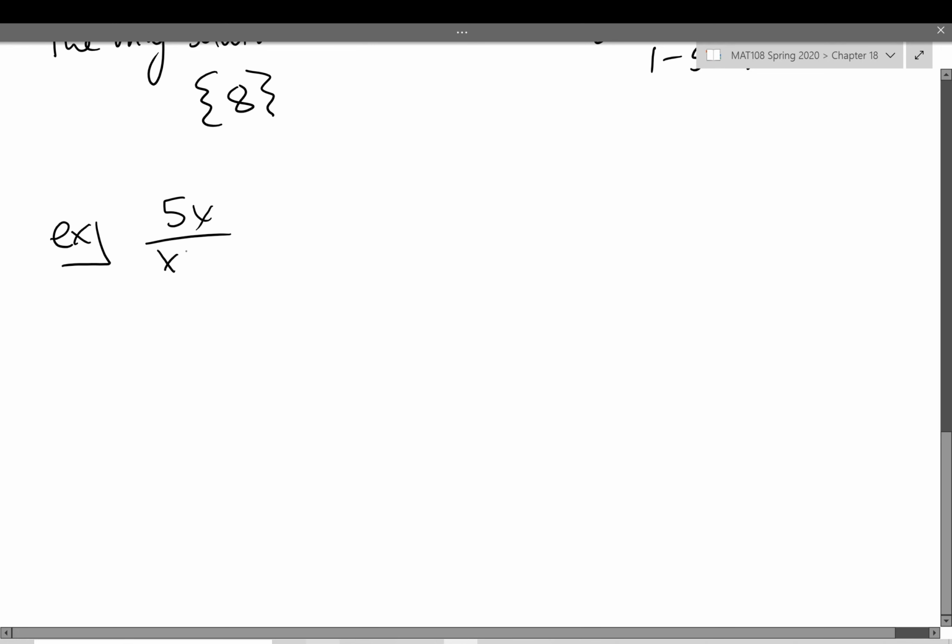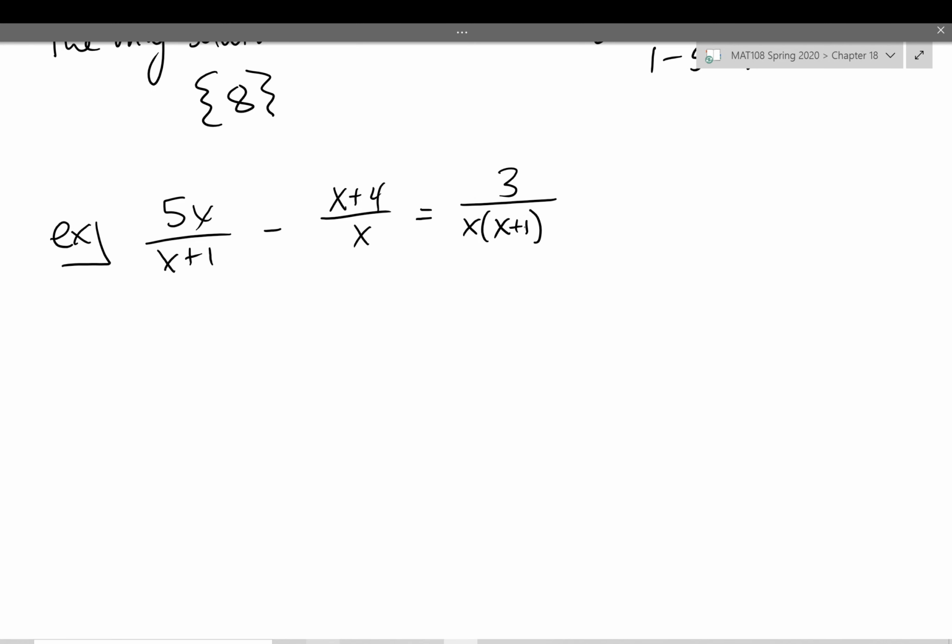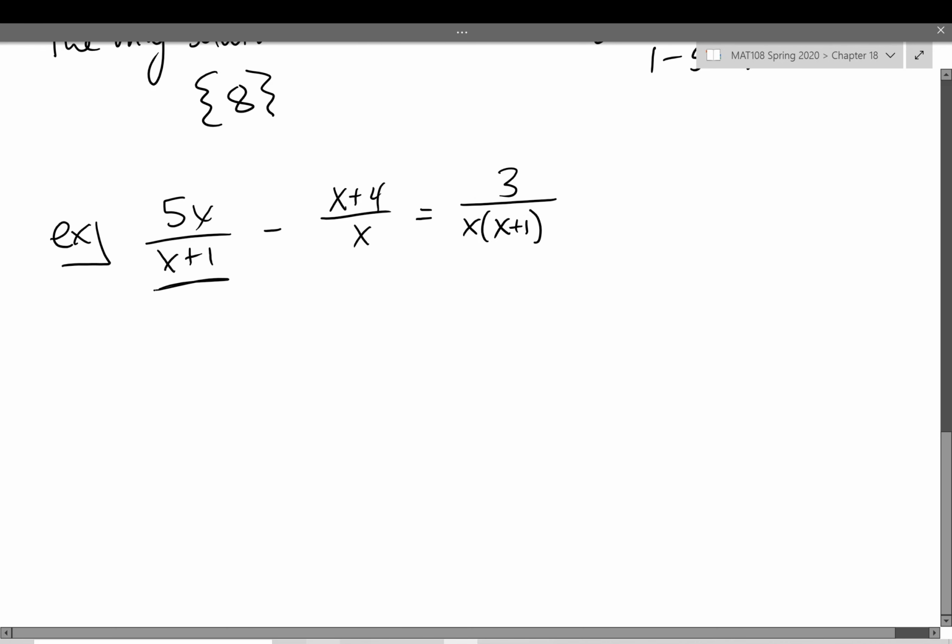5x over x plus 1 minus x plus 4 over x equals 3 over x times x plus 1. All right. The dreaded fraction problem, but we know that if we don't like fractions, we've got to get rid of them. So I look at the denominators: x plus 1, which is right here, x right there, and then x times x plus 1. And I need to find that LCD because I'm going to multiply everything by that to eliminate all denominators.